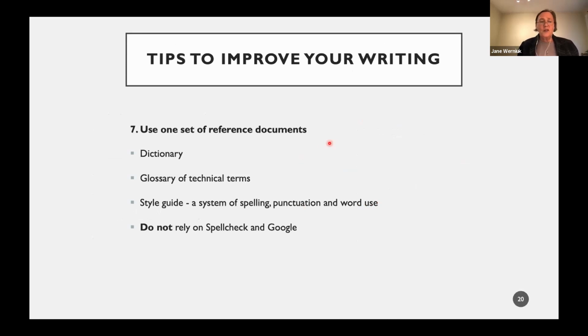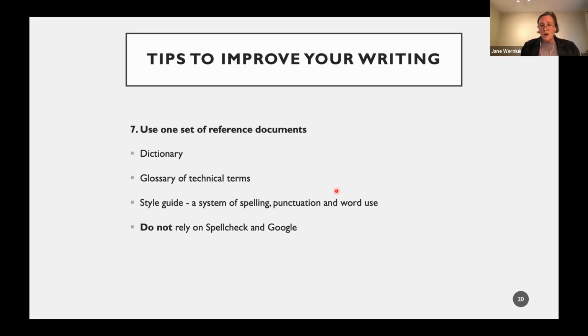The use of reference documents. Using a style guide and a dictionary as reference documents will save you time and make your writing more consistent and reader-friendly. A style guide is a system of spelling, punctuation, and word use that removes the burden of decision-making from you. There are many ways to spell or capitalize certain words, use commas and hyphens, but if you mix the different ways in one document, it looks messy.